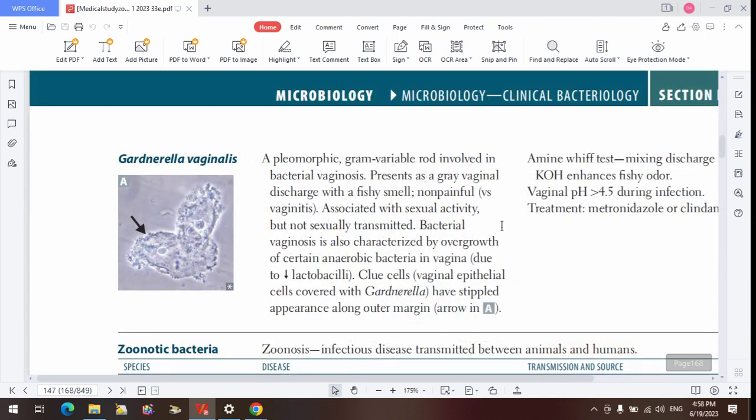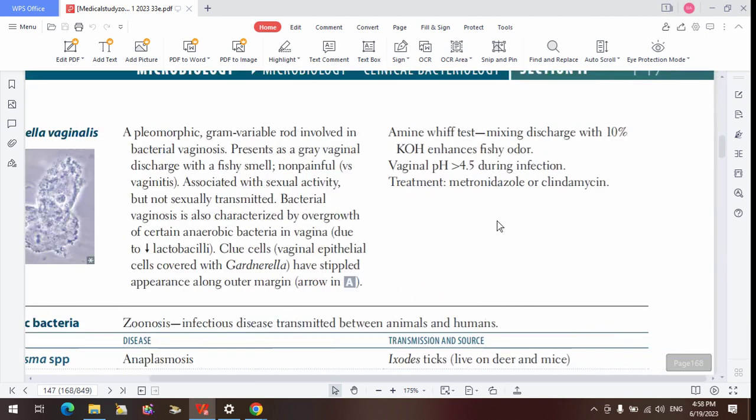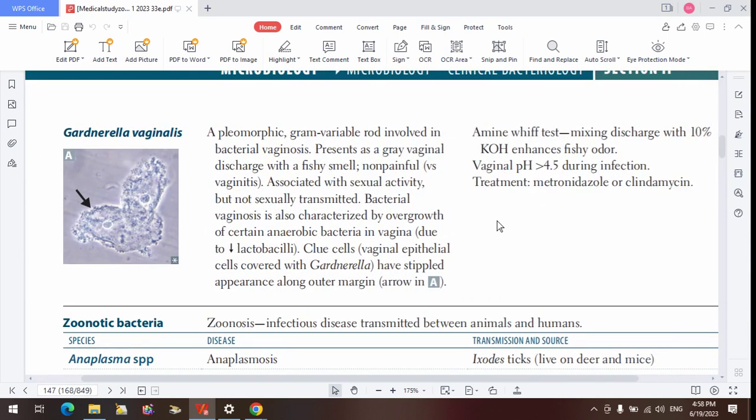Okay. So the next organism, Gardnerella vaginalis. This Gardnerella vaginalis organism is a pleomorphic gram-negative rod. So sorry, gram variable rod. So it can be gram positive, it can be gram negative. So it's a pleomorphic gram variable rod, which is involved in causing bacterial vaginosis.